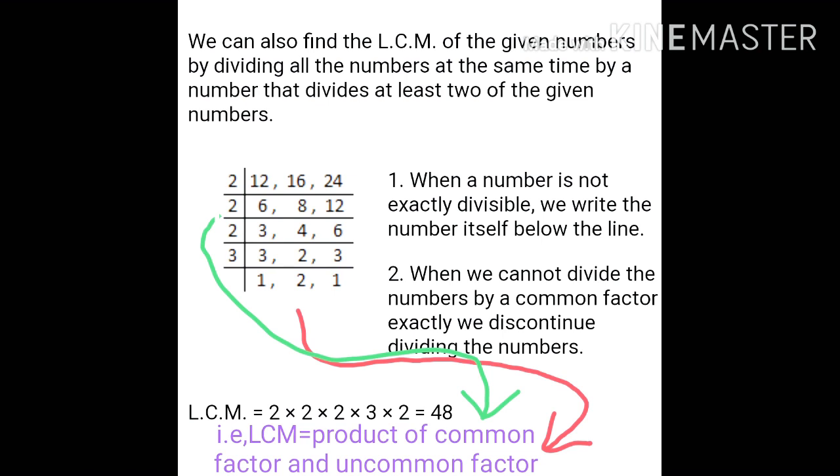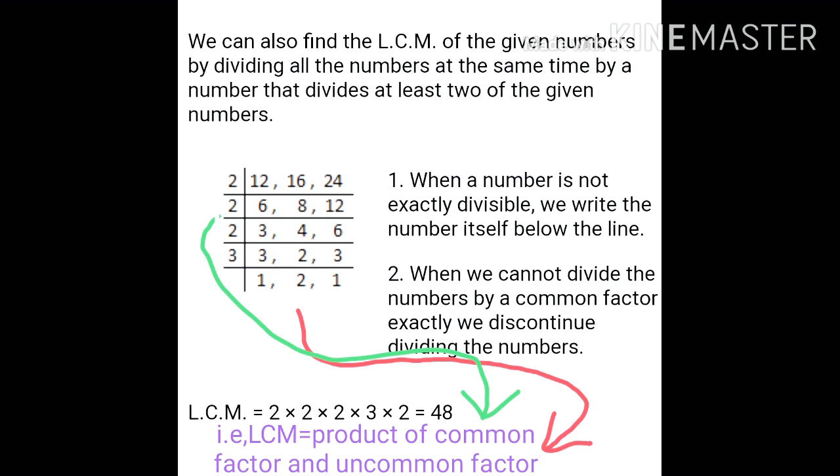Okay, we can also find the LCM of given numbers by the division method, that is dividing all the numbers at the same time by a number that divides at least two of the given numbers. Let's take an example: 12, 16 and 24. Of course, they are even numbers and they will be divided by 2. So we get 6, 8 and 12 respectively. Again, they are divided by 2 and we get 3, 4 and 6. See here, you can either use 2 or you divide by 3. I have taken 2. So let's divide it. 3 is not divisible. It comes below.